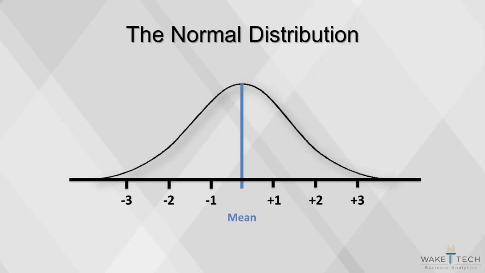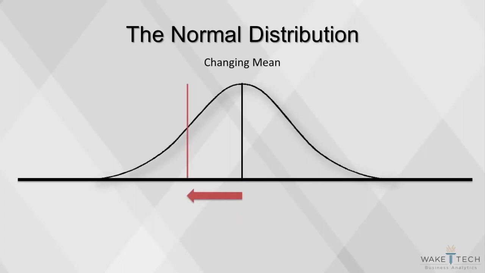The mean of the normal distribution is in the center. The standard deviations are marked at equal distances from the mean. Any particular normal distribution is specified by its mean and standard deviation. By changing the mean, the normal curve shifts to the left or right.